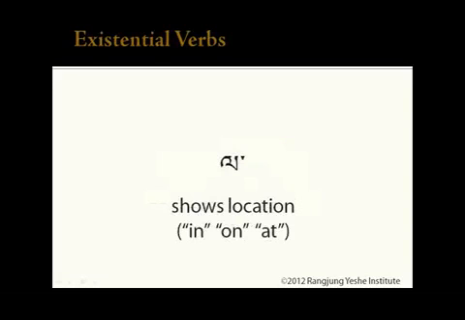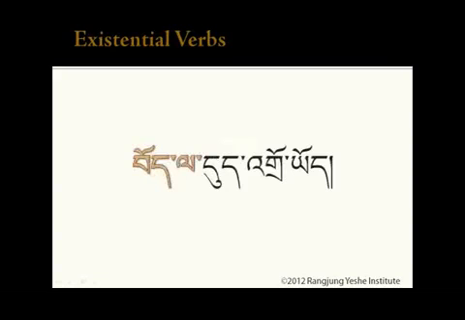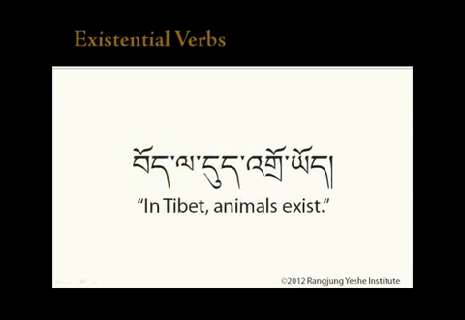We use the particle la to indicate location, and in these cases, we can translate it as in, on, or at. For example, we could take the sentence dudo yu, animals exist, and add a location, followed by the la particle. So, la, in Tibet. So we could say, la dudo yu, in Tibet, animals exist. Or in English, it would make more sense just to say, there are animals in Tibet.